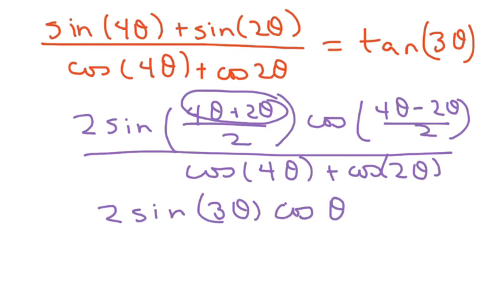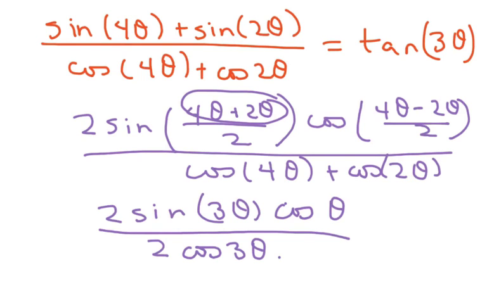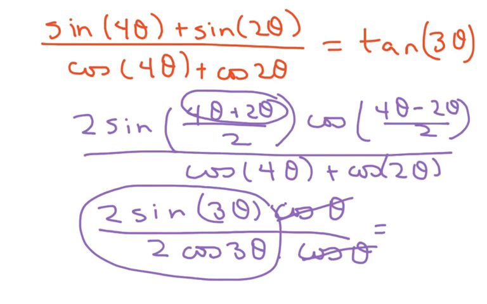All right. And then we're going to divide by, and I'm going to break up the denominator here as 2 cosine of 3 theta times cosine of theta. So when I cancel this out, I'm going to get tan of 3 theta. Oh, the 2's cancel, so the 2 goes away.